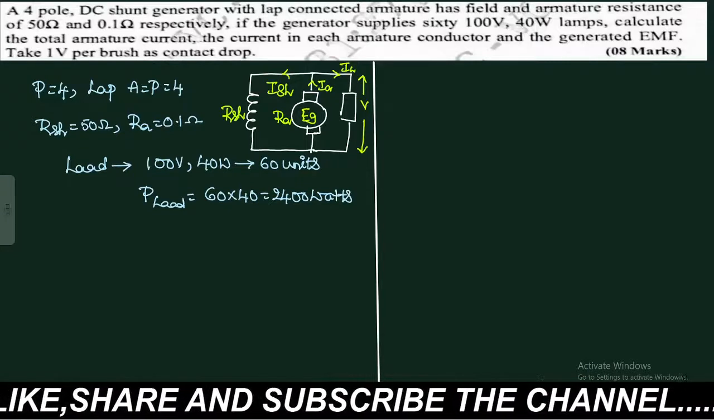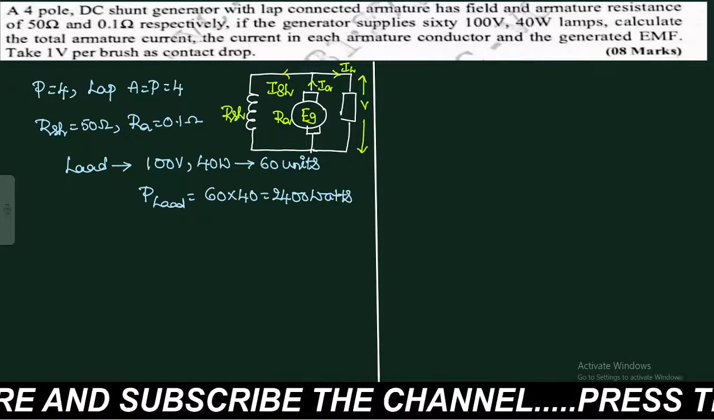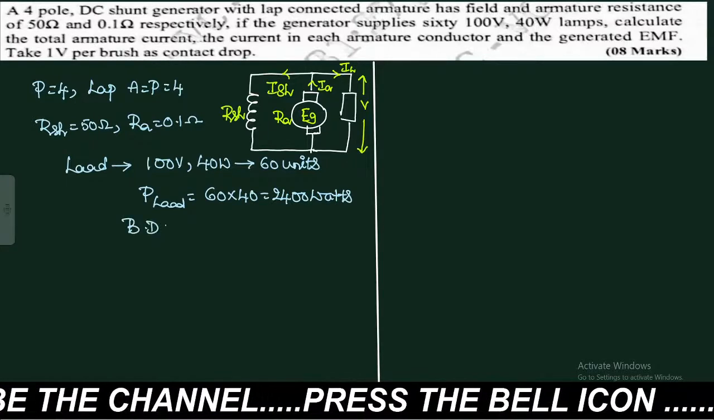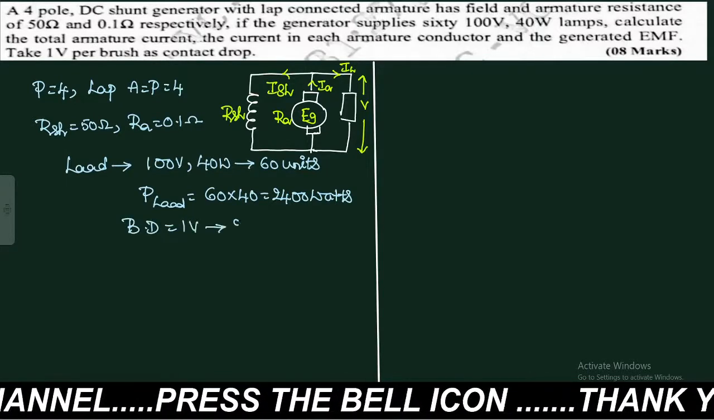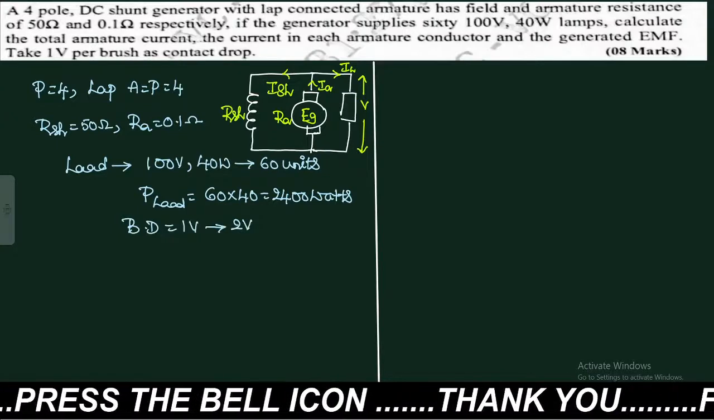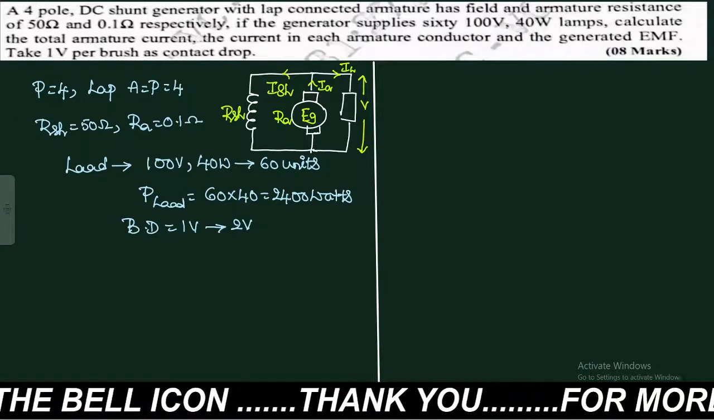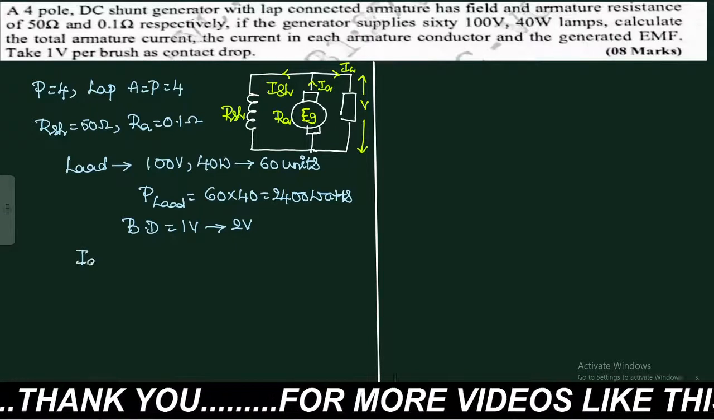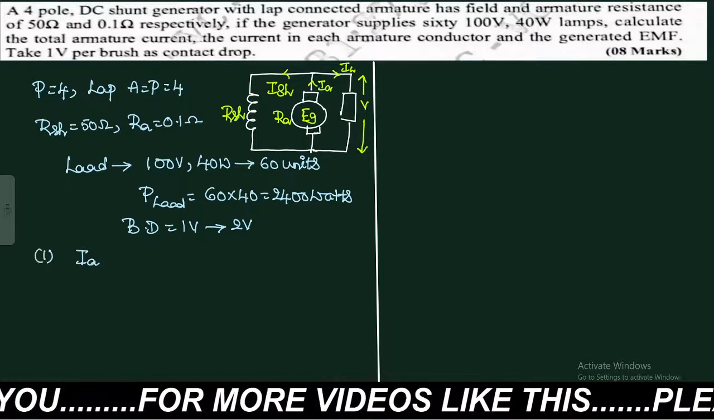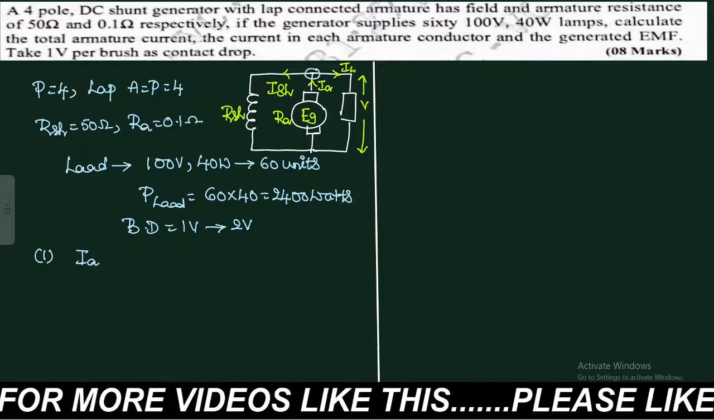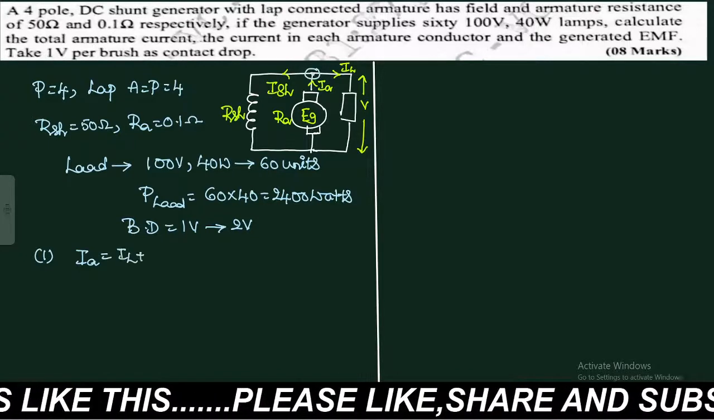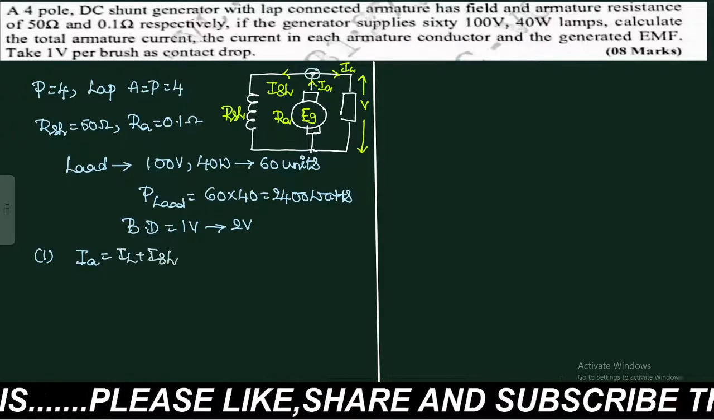Now another piece of information: the brush drop is given as 1 volt per brush. That means totally you have 2 brushes, so we can consider a total brush drop of 2 volts. He is asking for the total armature current. If you apply KCL at this node, IA can be written as IL plus ISH. First of all we will calculate ISH.